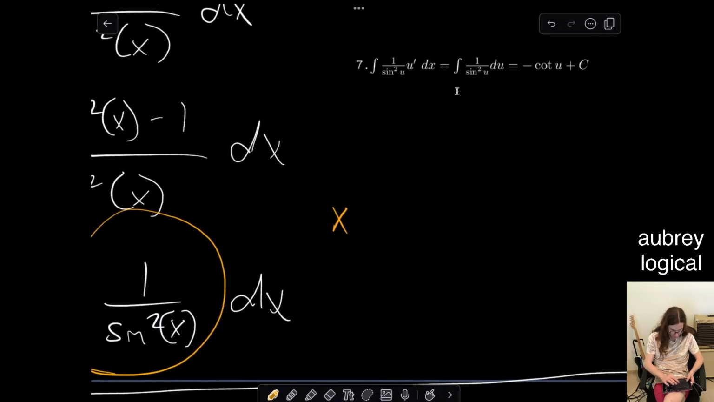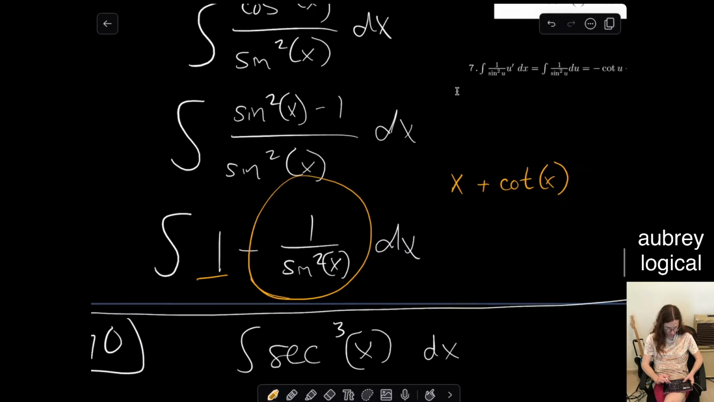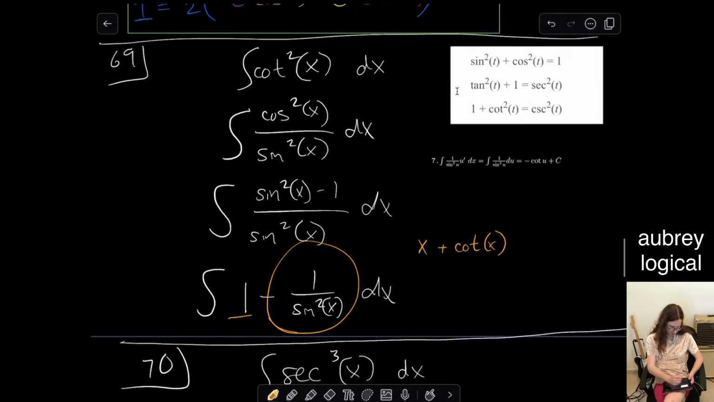Alright, so 1 over sine squared of x is going to become cotangent of x. Would be negative, but it's already positive. So I think that might be our answer. Seems a little too easy or something. Let's double check.